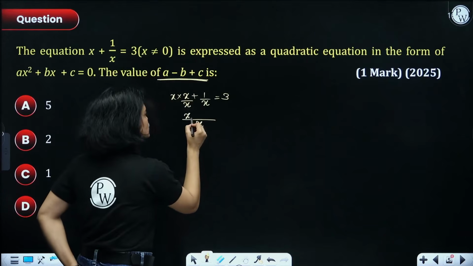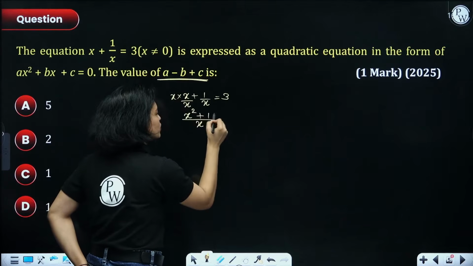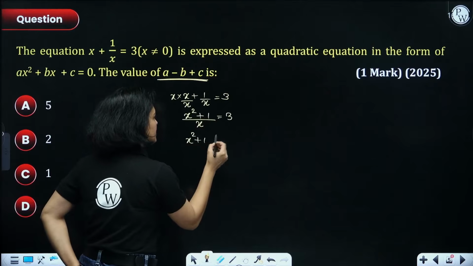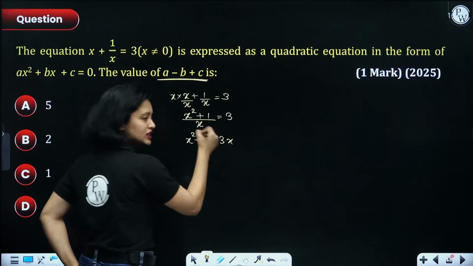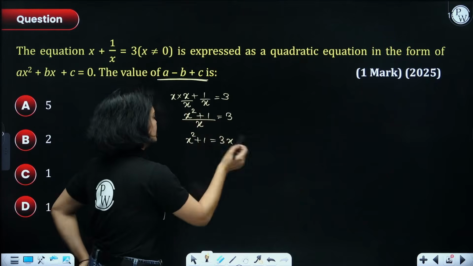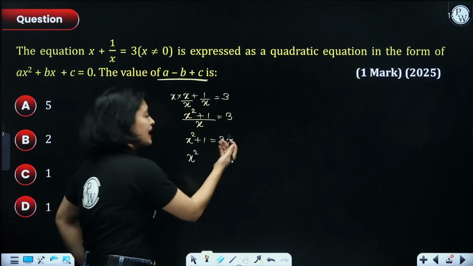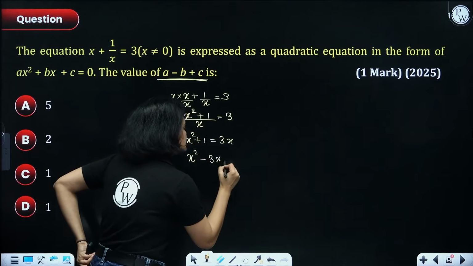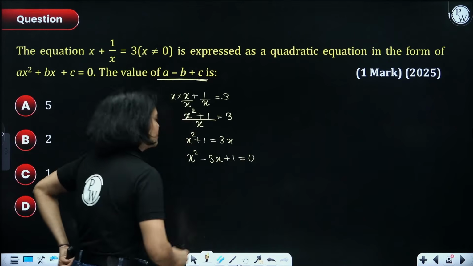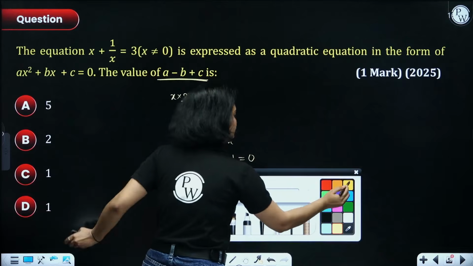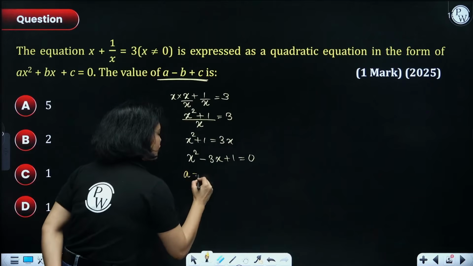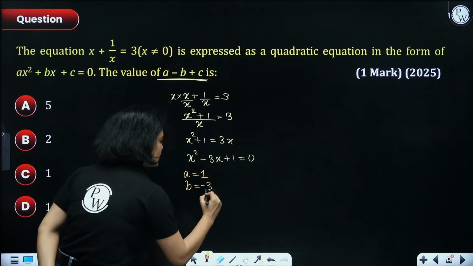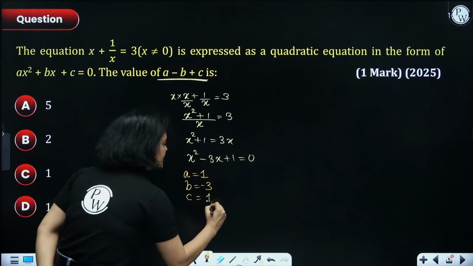So I'll get what? X square, and here we'll have 1 only is equal to 3. Now what we'll have, x square plus 1 will be here is equal to 3x. X goes on the other side, you know, the denominator wala x. So now I will bring whatever is on the right hand side to the left hand side. So x square minus 3x plus 1 is equal to 0. Now what is the value of a, everyone? The value of a is the coefficient of x square, which is 1. The value of b is the coefficient of x, which is negative 3. The value of c is the constant, which is 1.